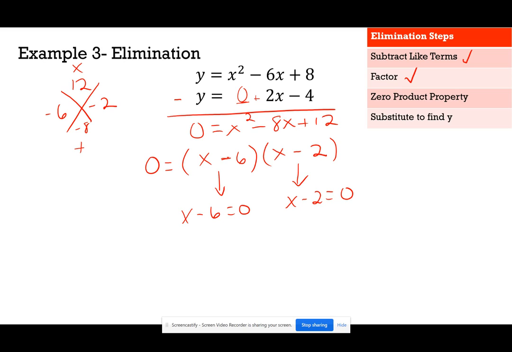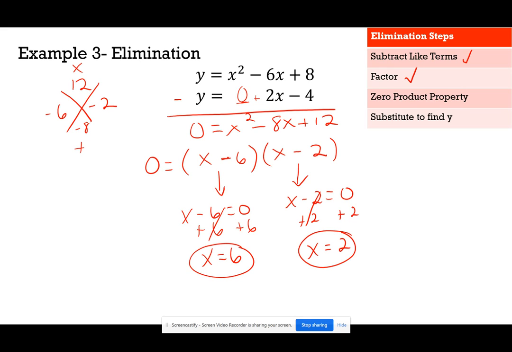All right, so if we go ahead and solve for x for both, I can add 6 to both sides and I get x equals 6. And if I add 2 to both sides, I get x equals 2. So that's fine. I have my x values. I did my zero product property, but now I need y values. So to find the y values, we're going to use substitution. Okay, so what I do is I go back to the linear function. The linear function is the one that does not have the x squared. So I'm going to use my linear function, and I'm going to substitute 6 and 2 into that equation to find my y's.